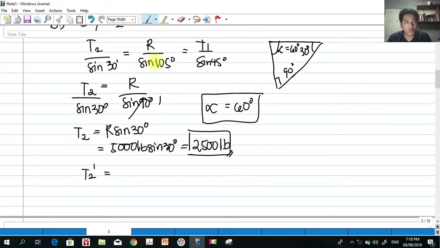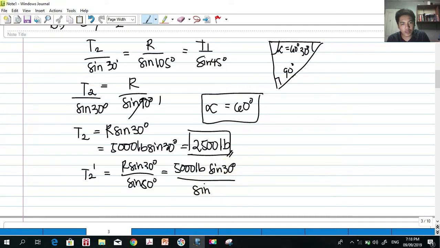So if I make this a value less than 90, let's say sine of 80 degrees, and I cross multiply this, this is R sine of 30 degrees. So we have 5,000 pounds times sine of 30 degrees over sine of 80 degrees. Let me just compute it. 5,000 sine 30 over sine of 80.